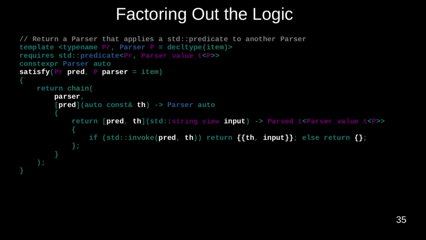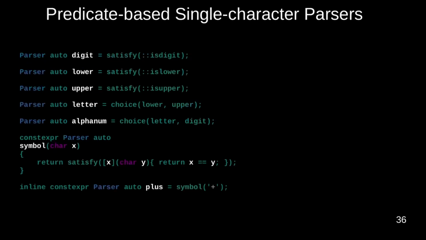So once you have defined this function, it becomes really trivial to parse digits, because it's just a call to satisfy with the predicate and the implicit single character parser. If you parse lowercase, satisfy is lower. Parse uppercase, satisfy is upper. What if we want to parse letters? Well, letter, what is it? Either a lowercase or an uppercase.